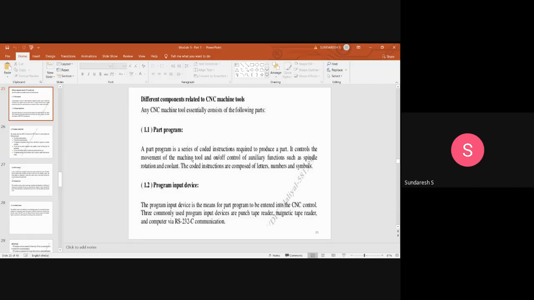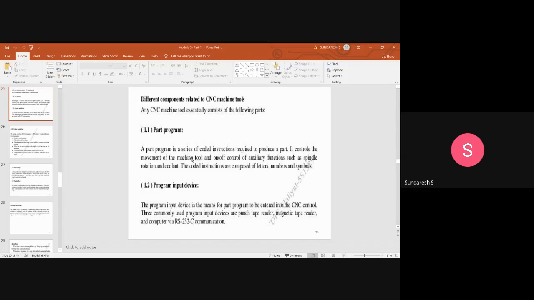Basically a program is a set of instructions for us. These instructions are presented in the form of different codes, and these instructions are required for us to produce a part. As we give the instructions to the CNC machine tool, based upon those instructions the machine tool will operate and produce the part. Therefore, the most important component of any CNC machine is the part program.